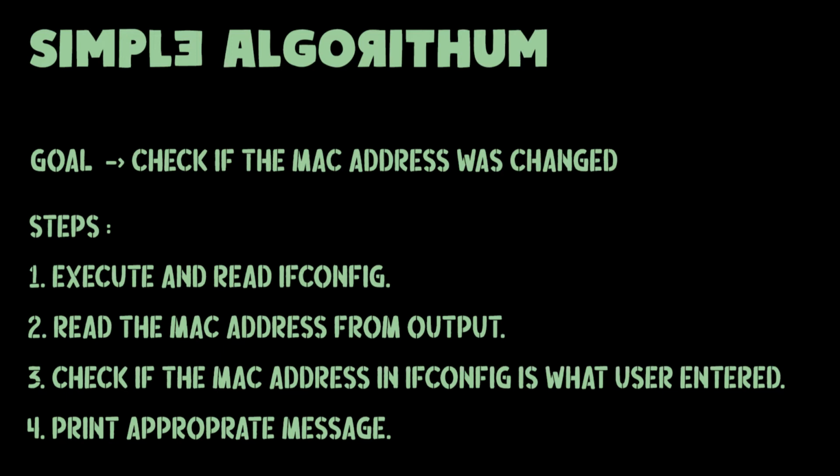As talked about in the previous video, the first step would be to execute and check the ifconfig command. The second step would be to read the MAC address from the output, then check using ifconfig if the MAC address was really changed, and then print the appropriate message. So the first step is to execute and read the output, and in this video we'll discuss how to do that.